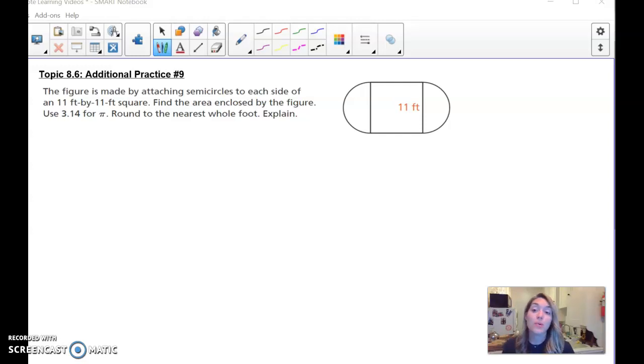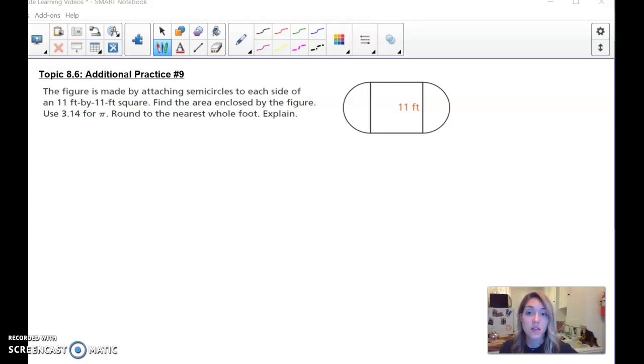All right, this is our topic 8.6, additional practice problem number 9. It says the figure is made by attaching semicircles to each side of an 11 foot by 11 foot square. Find the area enclosed by the figure and use 3.14 for pi and round to the nearest whole foot. Explain. I'm going to explain verbally as I go over this problem, but you guys can explain in text or whatever works best.